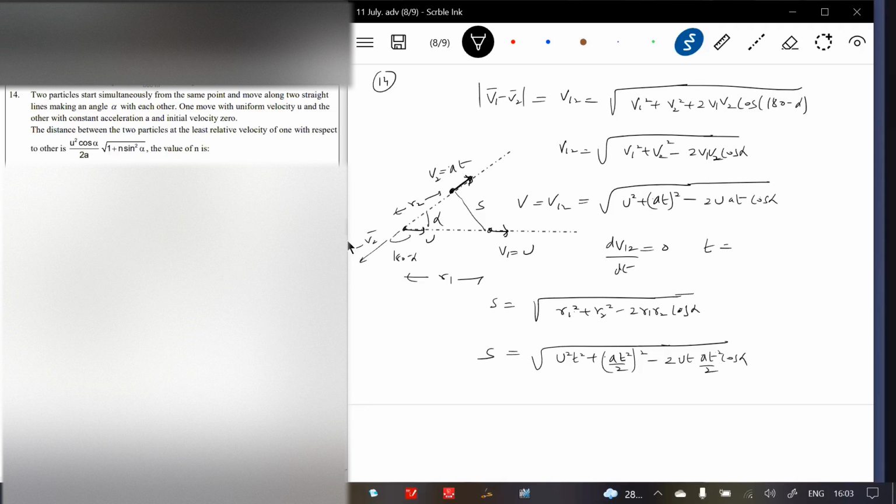The value of t, what do you get? Anybody, value of t? Maxima, minima. You studied any quantity to find out minima, maxima. First order derivative should be equal to 0. Then I'll get the time. The relative velocity should be minimum. At that instant, what is the separation is asked. So calculate this t and substitute here. I think problem over.